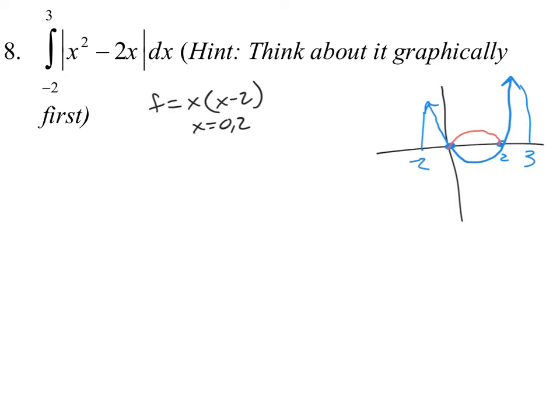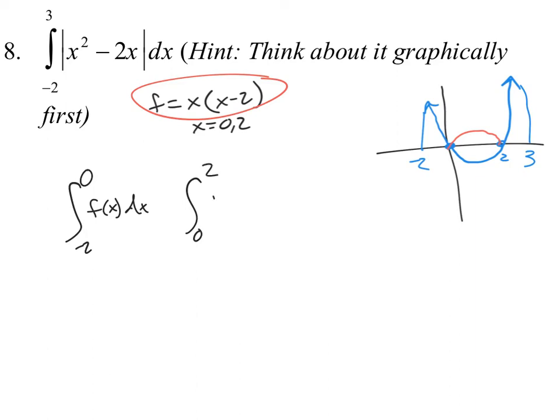So again, I already defined f, so I'm just going to rewrite this using f. That means we could say, okay, from -2 to 0, that's simply the integral of f of x dx. And then from 0 to 2 of f of x dx, that's just the function inside the absolute value, and we're going to make it negative because it's going to be the opposite. And then finally, from 2 to 3, that's going to be exactly the same because it doesn't change at all.